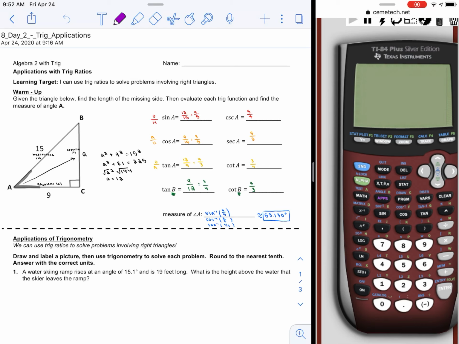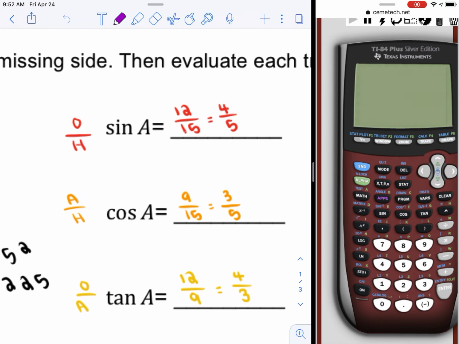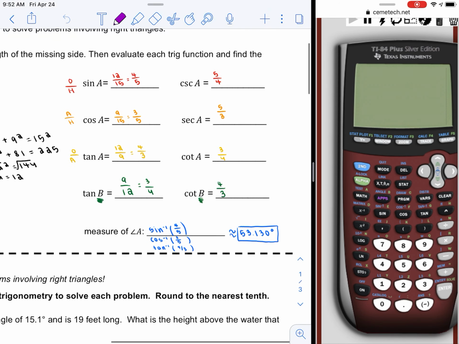Now, when asked to find the measure of A, you had 3 different options that you could use. You could take the sine inverse of 4/5, you could take the cosine inverse of 3/5, you could take the tangent inverse of 4/3. Any of these 3 ratios that you set up, if you do the inverse of them, you will find that you get that same exact angle. So you could try it out. If you did sine inverse of 4/5, now try the cosine inverse, and you should check to see that you get the same answer no matter which way you type that in.